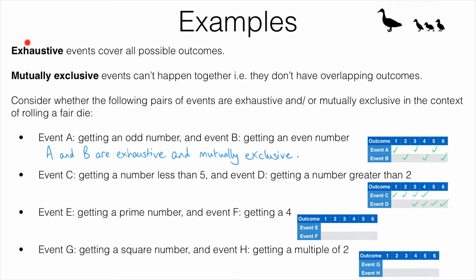Are they exhaustive? Yes, they are. These 2 events cover all 6 possible outcomes. You can get a 1, a 2, a 3, a 4, a 5, or a 6. So we can write C and D are exhaustive.